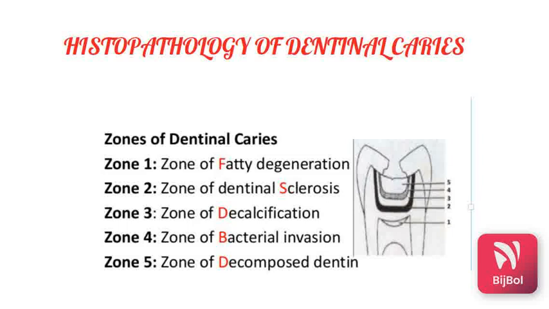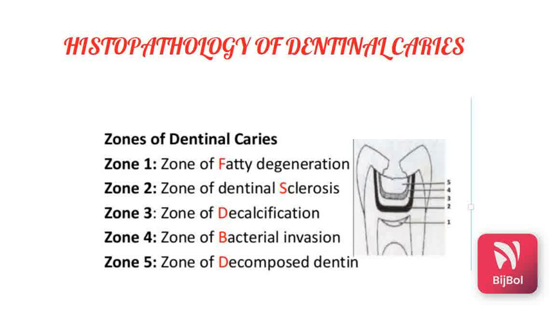The next zone is the zone of decalcification. In acute caries, it represents decreased remineralization with increased thickness, whereas in chronic caries, it is decreased thickness with increased remineralization. The zone of bacterial invasion is where bacteria invade the dentinal tubules, which causes dilatation of the dentinal tubules.